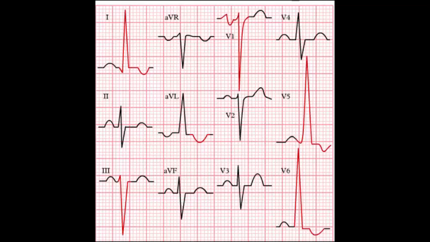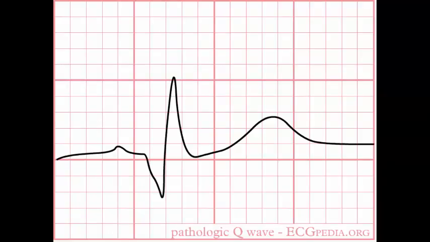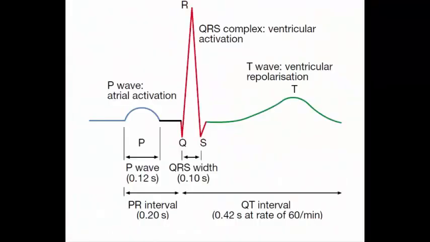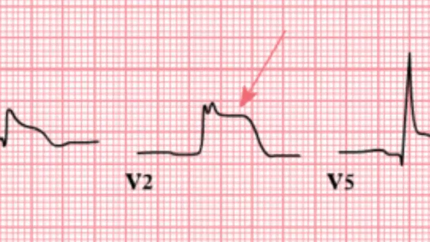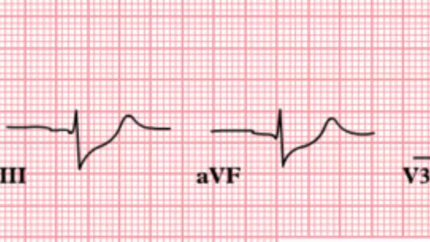QRS amplitude. Large QRS complexes occur in slim young patients and in patients with left ventricular hypertrophy. Q waves may signify previous myocardial infarction, MI. ST segment. ST elevation may signify MI, pericarditis or left ventricular aneurysm. ST depression may signify myocardial ischemia or infarction.